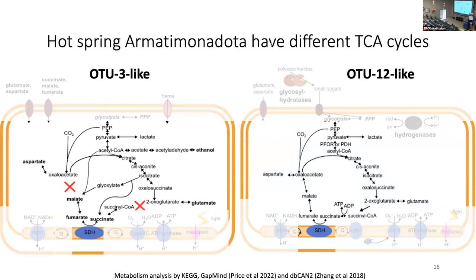If we look at the TCA cycle and central metabolism, the OTU3-like is missing two key steps, including malate dehydrogenase, although it does seem to be able to use the glyoxylate shunt. This is consistent with what's been described for the Fibromonas strain of Armatimonadota. The OTU12-like strain is more of a traditional TCA cycle.